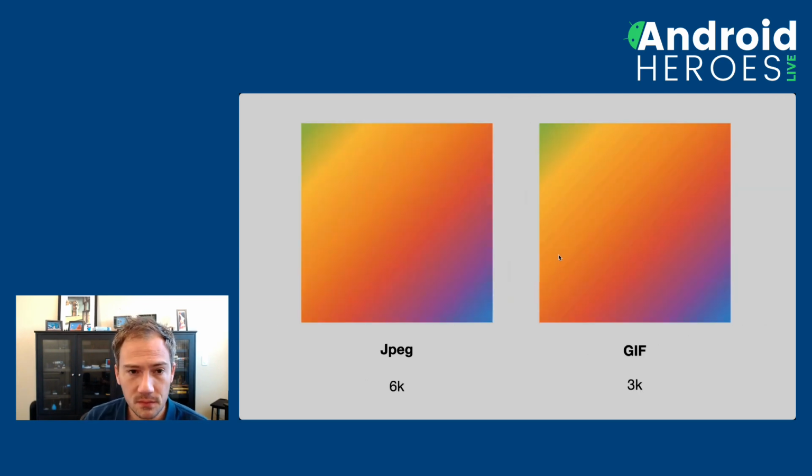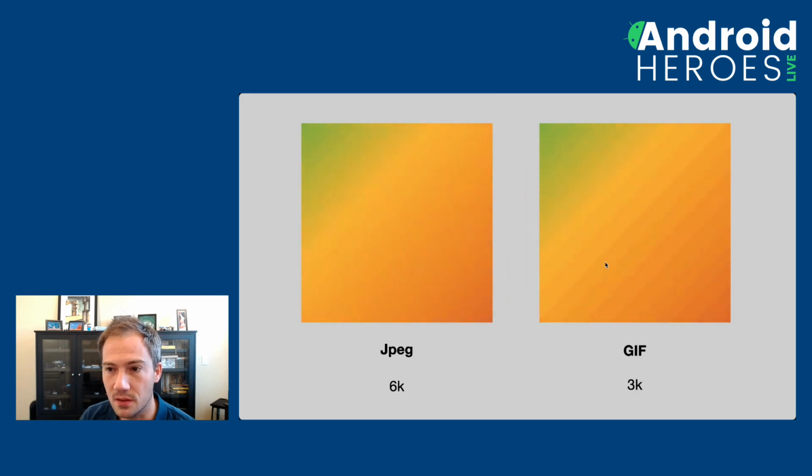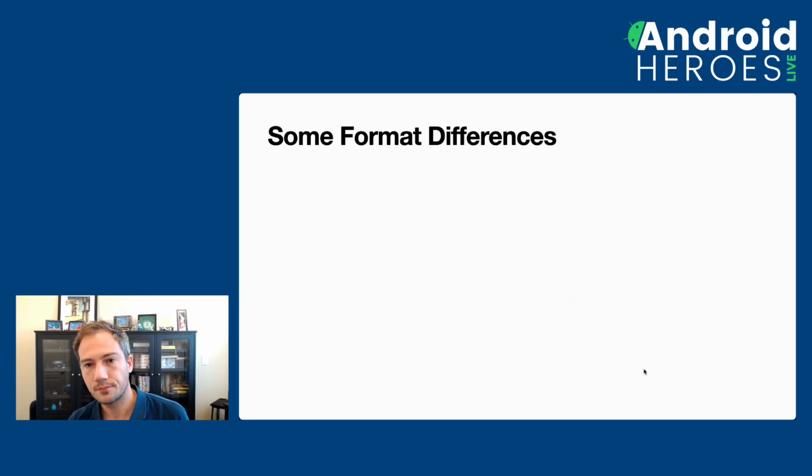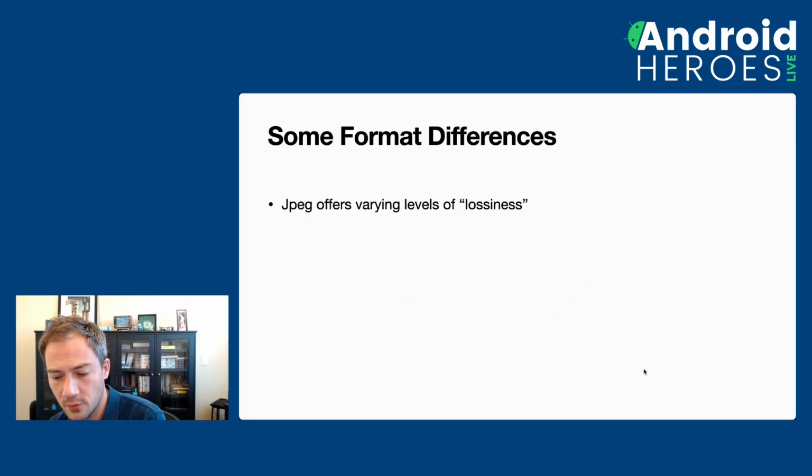Another example, this is much more visible. So that gradient, again, you can see that GIF has this horrible banding, and we can zoom in on it. And you can see it's not even straight. We can see that little staircase effect. So you have to pick the format that's best for your content.